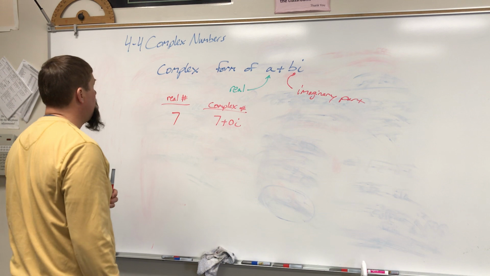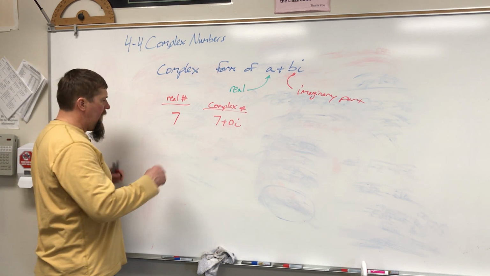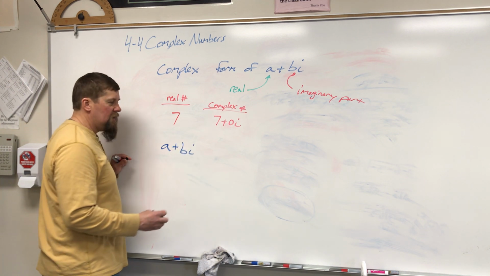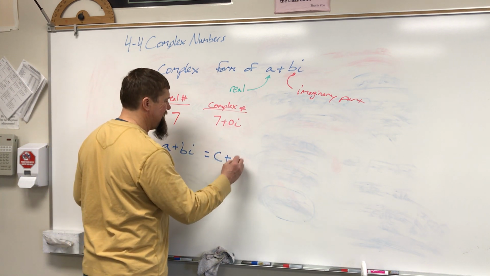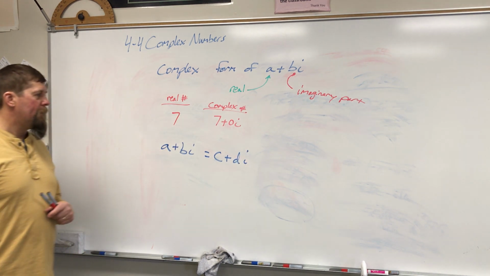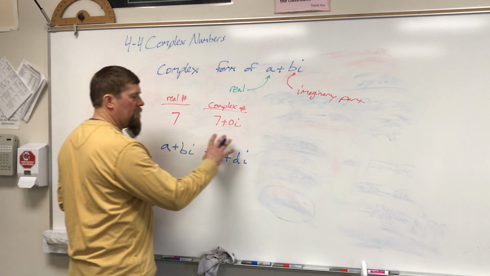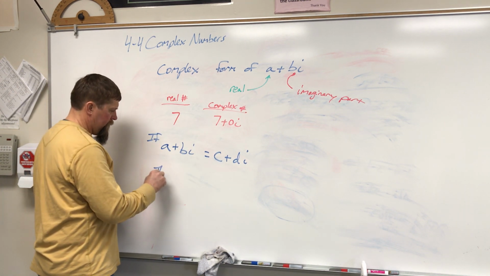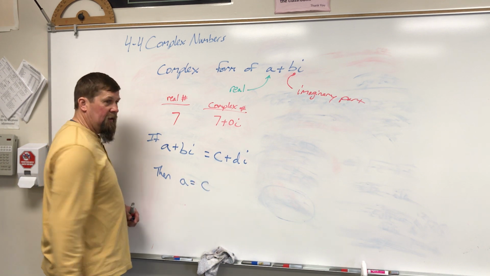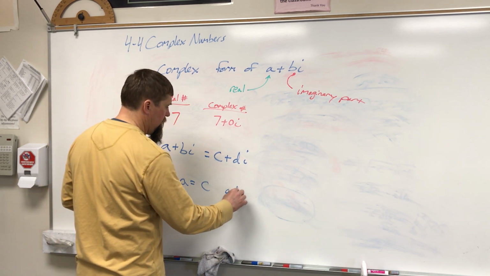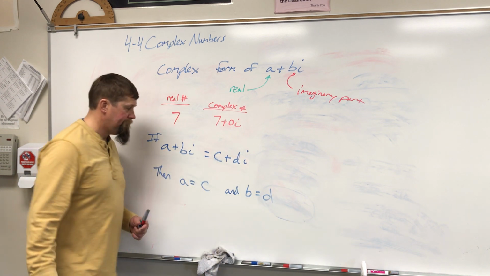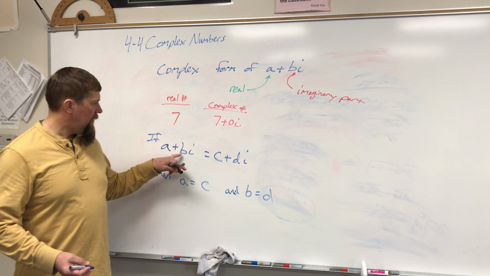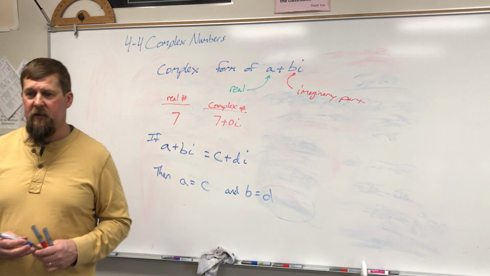Equality in complex numbers. Well, when you have a plus bi, and let's say that is equal to c plus di, if these two complex numbers are equal, then a is equal to c and b is equal to d. Okay, because the real number parts are going to be equal and the imaginary coefficients are going to be equal.